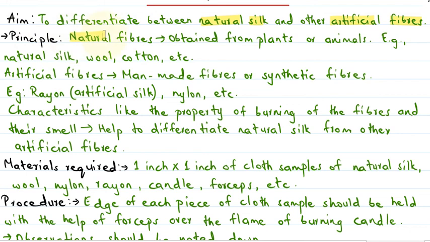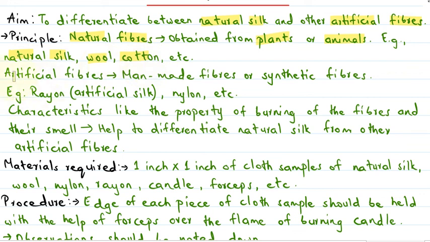We know that natural fibers are those fibers which are obtained from plants or animals. For example, natural silk, wool, cotton, etc. So natural silk is obtained from silk moth. Wool is obtained from the fleece of animals like sheep, goats, etc. Cotton is obtained from cotton plants or cotton trees.